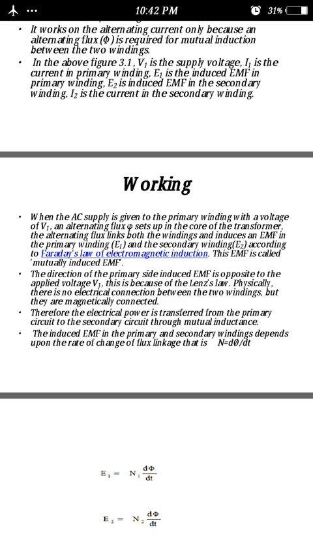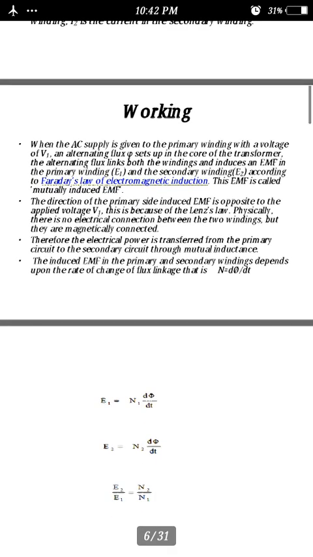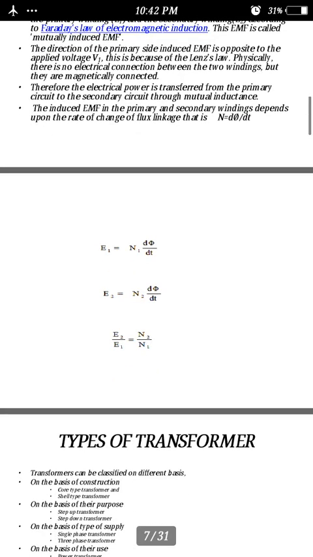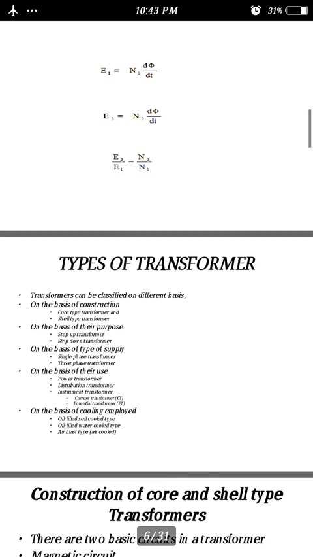The induced EMF in the primary and secondary windings depends upon the rate of change of flux linkage, that is E = N dφ/dt. In the primary winding, E1 = N1 dφ/dt, and E2 = N2 dφ/dt. Finally, we equate: E2 divided by E1 is equal to N2 divided by N1.